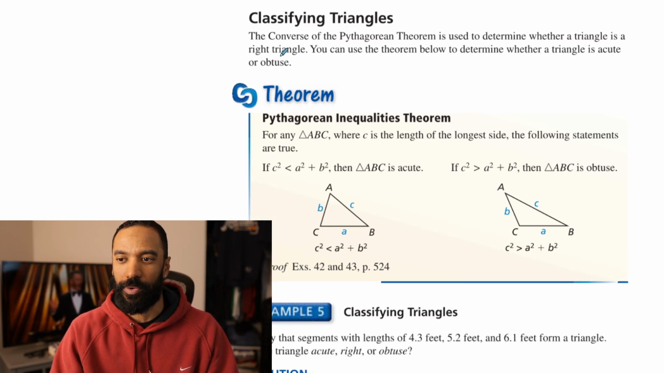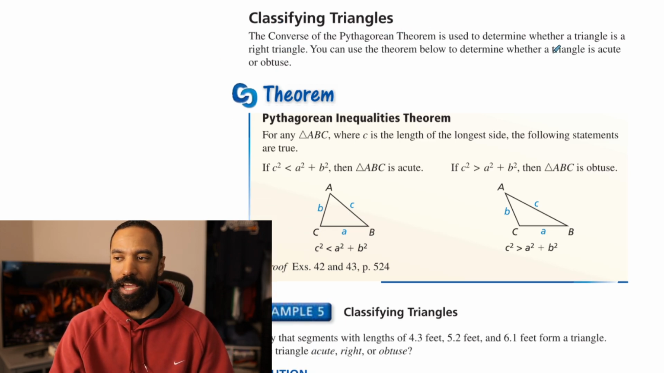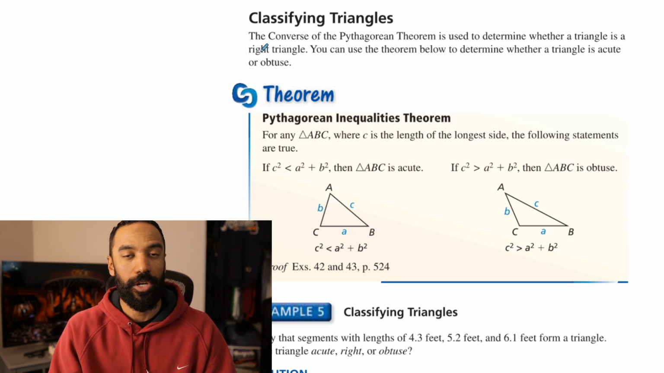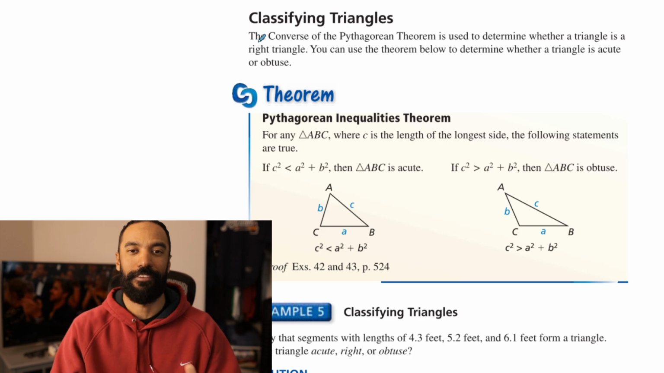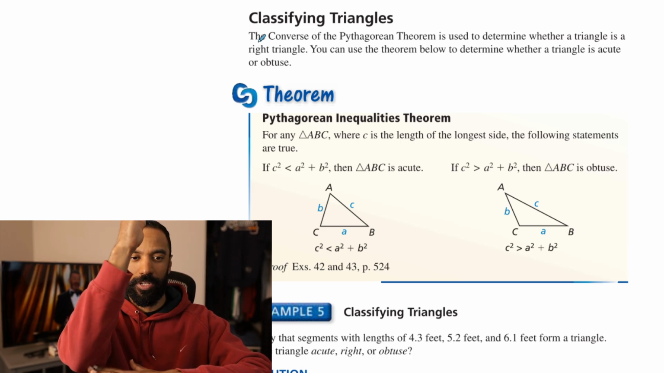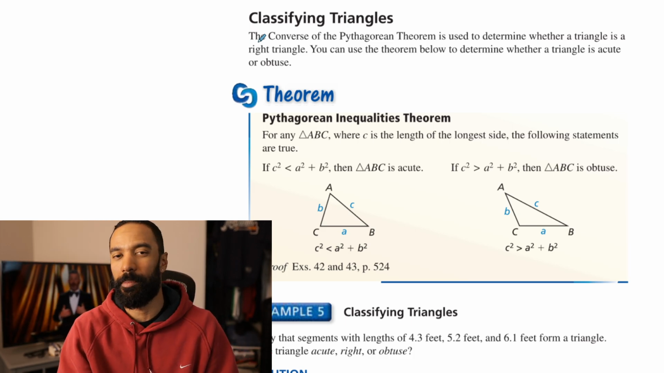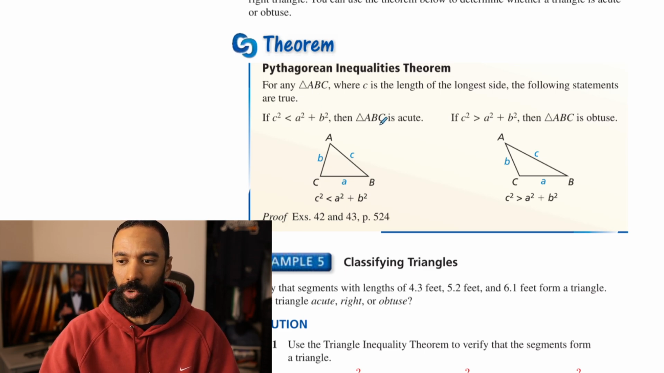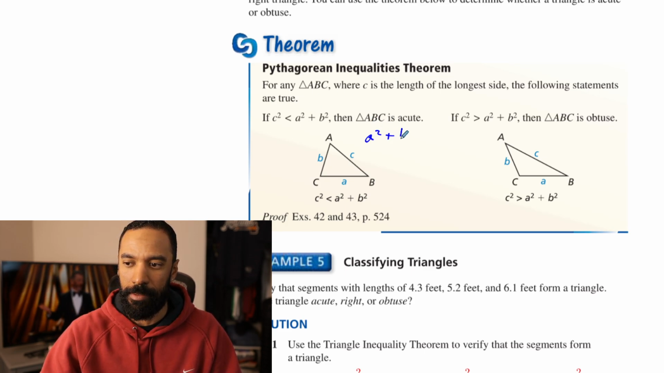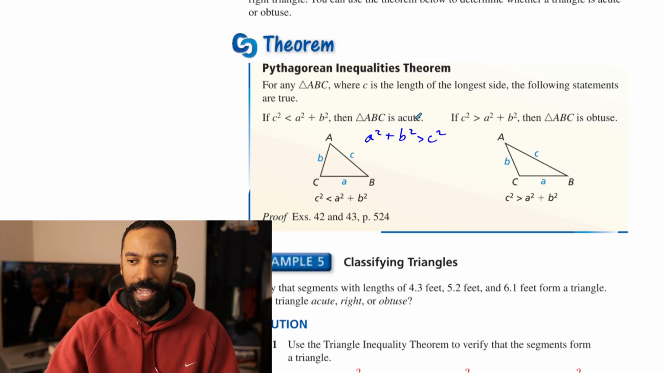Okay, let's classify triangles now. The converse of the Pythagorean theorem may determine whether or not you have a right triangle, but if it's not a right triangle, that means it's another kind. If it's not a right triangle, it's either acute or obtuse, and you can determine which one it is. If a squared plus b squared is greater than c squared, you're looking at an acute triangle. I don't like that they write c squared first; I like to use a, b, then c.